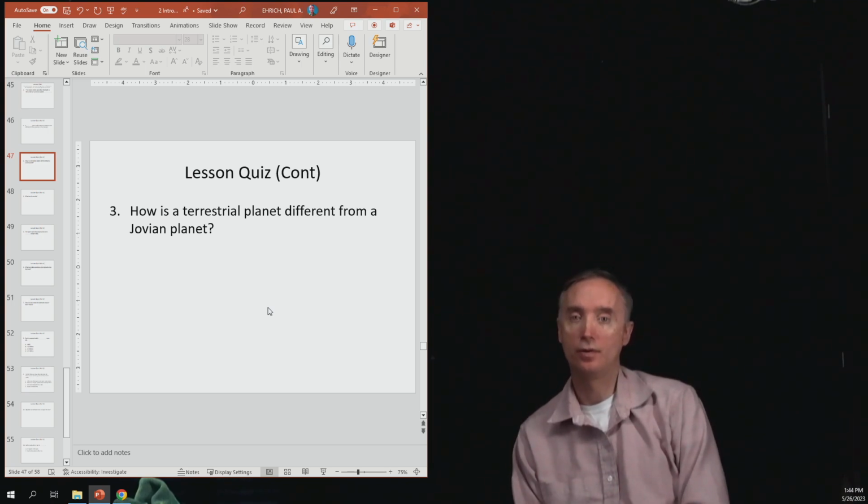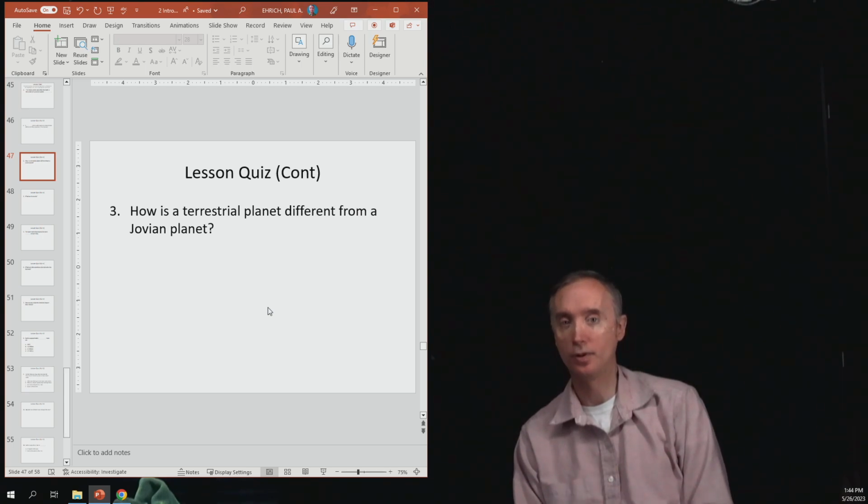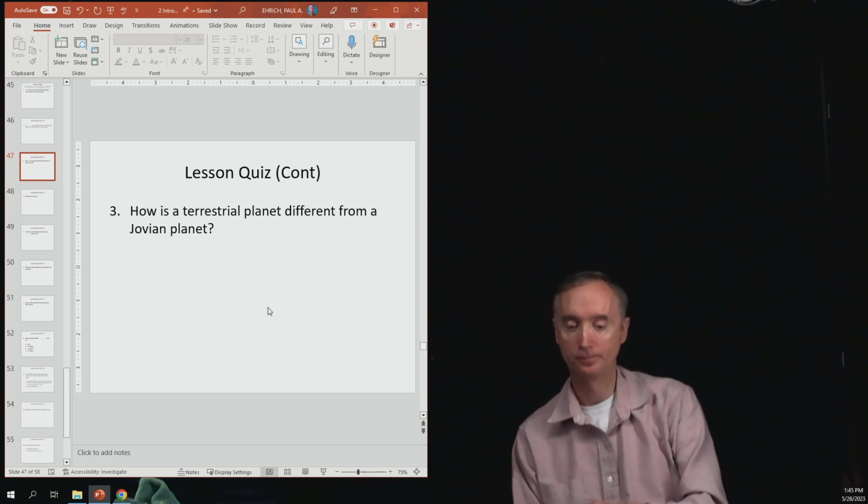Okay, question number three. What is a terrestrial planet, or how is a terrestrial planet different from a Jovian planet? Okay, so what is a terrestrial planet composed of? Rocks. Okay, so what is a Jovian planet composed of? Gases. Okay, where do you find a terrestrial planet? In the inner part of the solar system. Where do you find a Jovian planet? In the middle part of the solar system. Okay, so there were some various ways of telling the difference between a terrestrial and a Jovian planet.